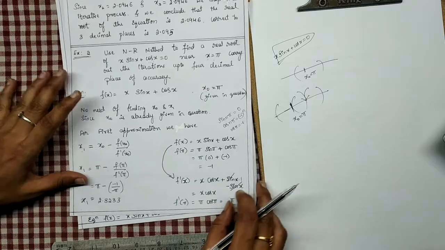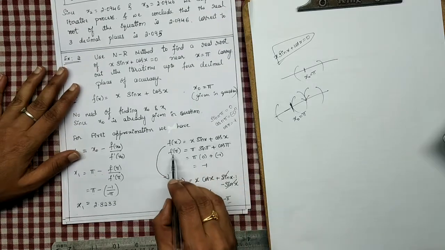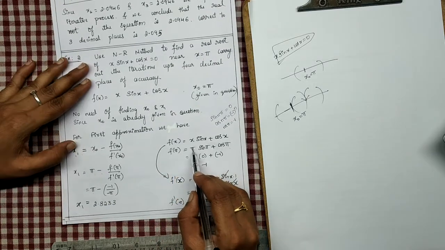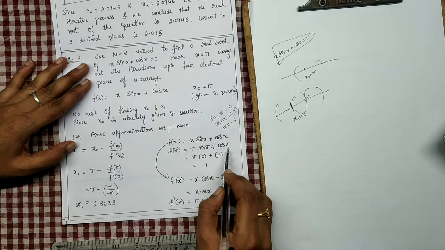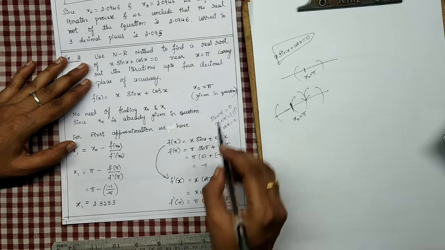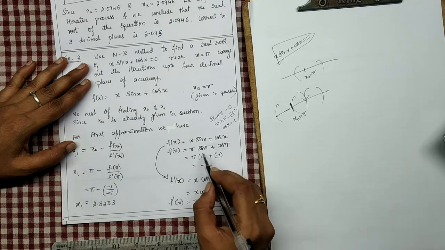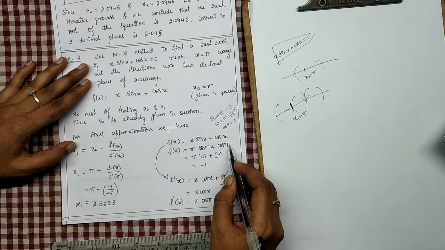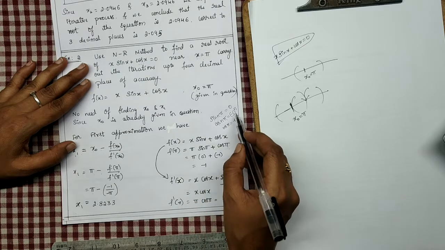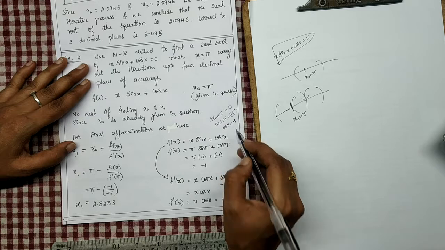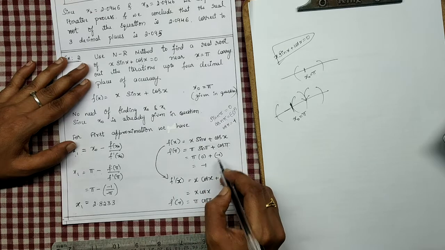What is f of pi? To find f of pi, in the function itself, put x equal to pi. So it is pi sin pi plus cos pi. Sin pi is 0, that is sin n pi is again 0, and cos n pi is minus 1 power n. So sin n pi anyway it is 0 plus cos 1 pi. What is cos 1 pi? Cos 1 pi is minus 1 to the power of 1, which means minus 1. Now 0 minus 1 is minus 1.